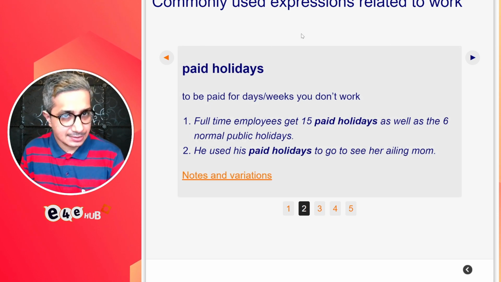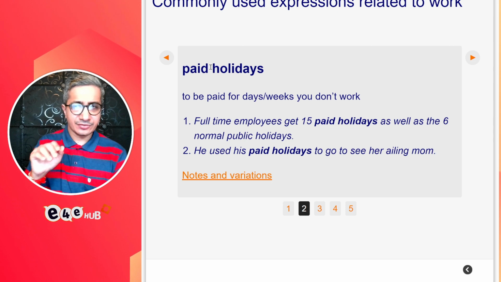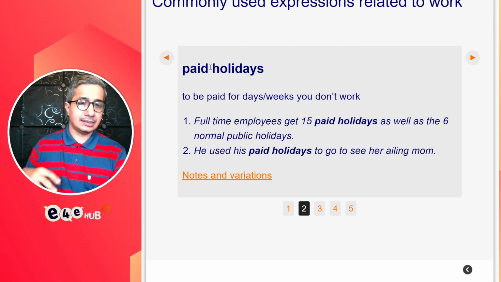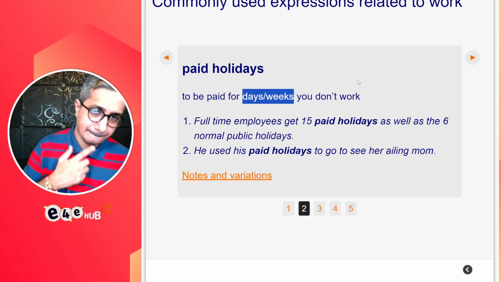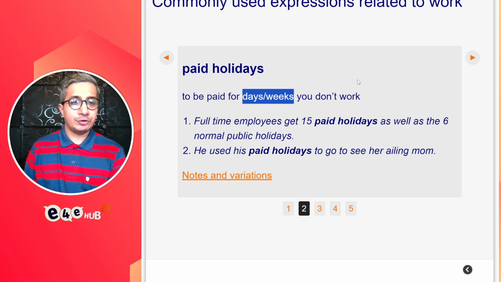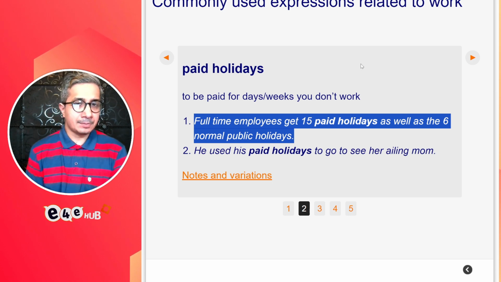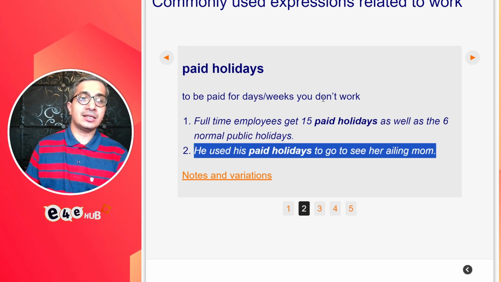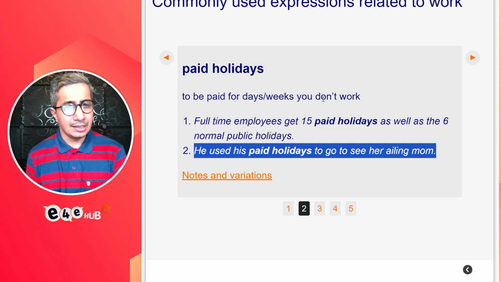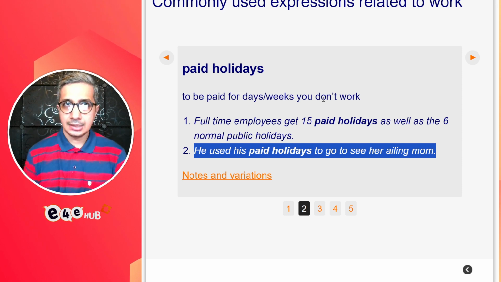Next, paid holidays. A holiday for which you are paid at work. This is part of your terms and conditions of joining a certain position in a company. You have a certain amount of paid leaves, paid holidays. Different companies have different policies pertaining to that. This means to be paid for days or weeks you don't work. That's a paid holiday. Full-time employees get 15 paid holidays as well as 6 normal public holidays. That's just an example. This is different for different companies, obviously. He used his paid holidays to go see his ailing mom. Her mom wasn't well, so he decided to use his paid holidays to go meet her and check on her: how she is, what's her condition like, and so on.